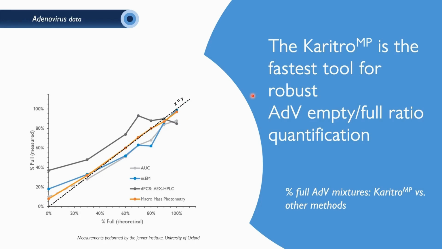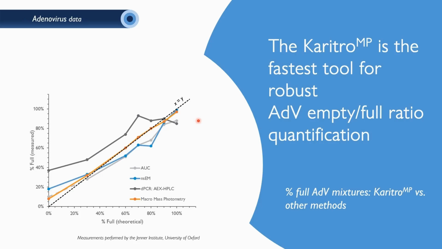So in this piece of work that the Jenner Institute's Oxford University performed, it was compared the empty to full ratio with the KaritroMP, which is the orange line, with other technologies, and specifically analytical ultracentrifugation, negative stain electron microscopy, and an HPLC method. What we can see in here is that actually the data collected on mass photometry are the ones that are closer to the expected theoretical ratio.